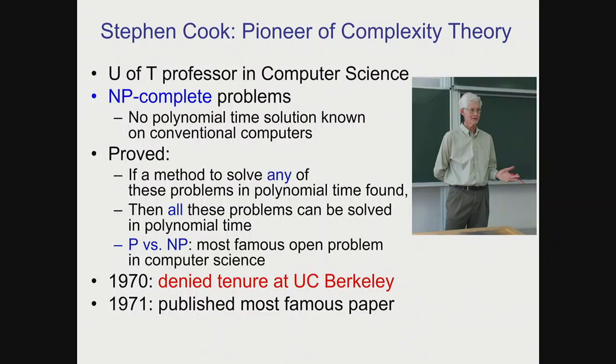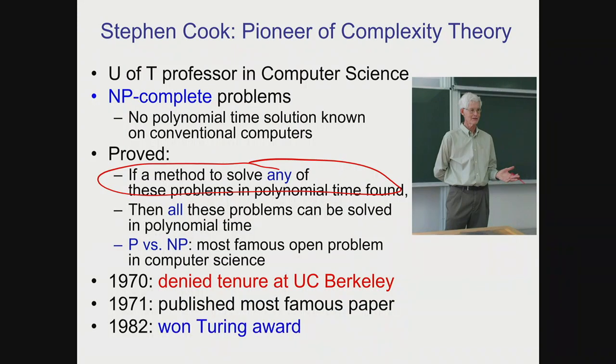In 1971, he published his most famous paper that basically showed that if you could solve any of these NP problems, you could solve all of them. They would all be proven to be P problems, polynomial solvable. In 1982, he won the Turing Award, computer science's highest prize.